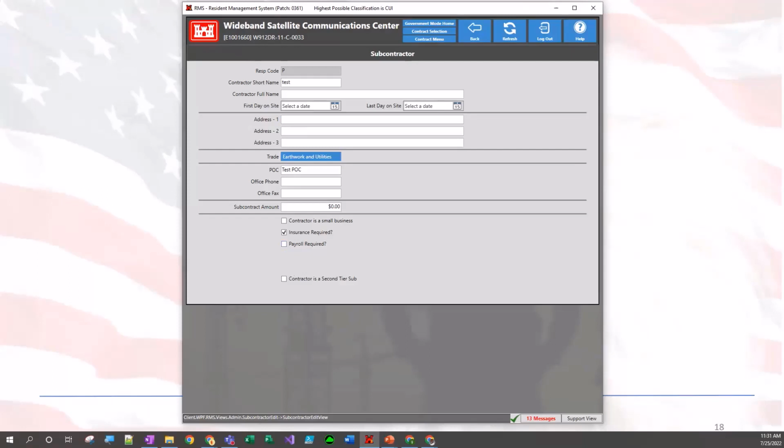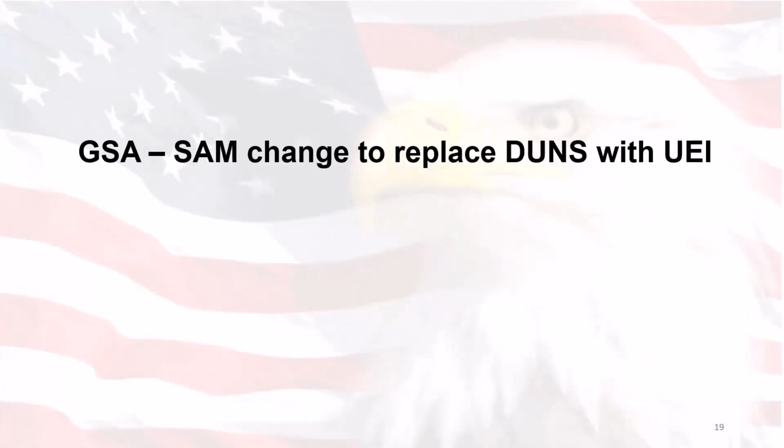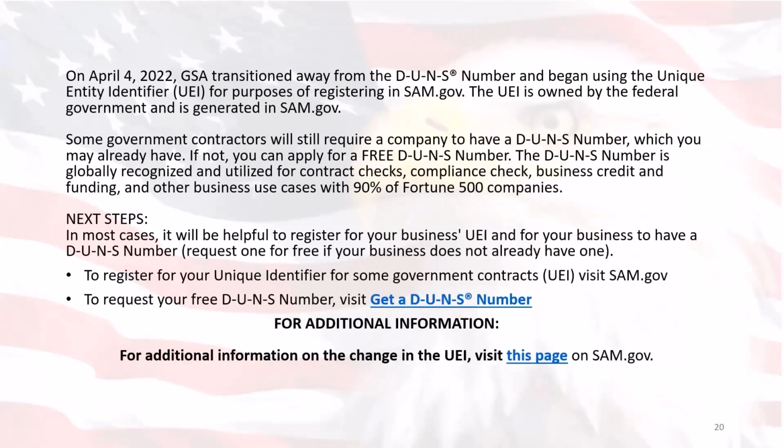Let's go ahead and proceed forward with the next module of the training, and that will be the GSA SAM change to replace DUNS. In this case, it's the unique entity identifier, which is getting replaced. I'm just going to read this because it's essentially legalese. On April 4th, 2022, GSA transitioned away from the DUNS number and began using the unique entity identifier for purposes of registering in SAM.gov. The UEI is owned by the federal government and is generated in SAM.gov.